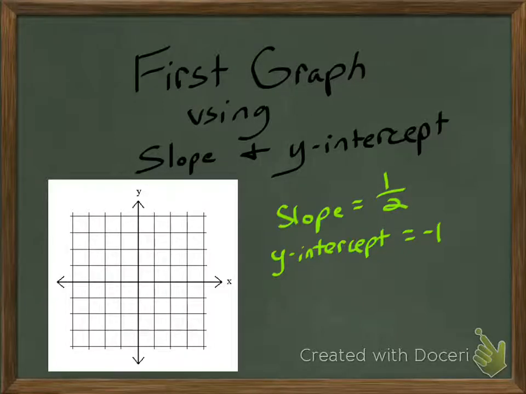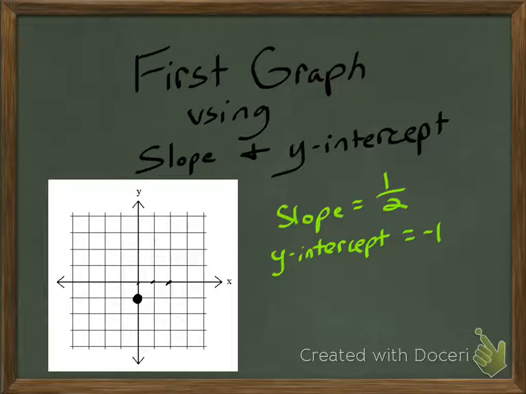So let's say the slope is a half. That means my rise is 1 and my run is 2. My y-intercept is where it crosses the y-axis. So here's my graph, and it crosses at -1. So this is where -1 is for y. That's my y-intercept. So my slope is 1 over 2. That means I rise 1 from that point and go over 2. So 1 over 2.